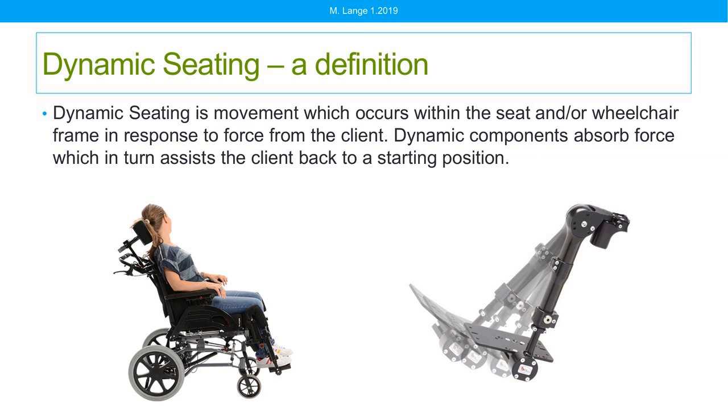So what is dynamic seating? Well, dynamic seating is movement that occurs within the seat and or the wheelchair frame in response to force from the client. The dynamic components, a spring or an elastomer, will absorb the force, and that in turn assists the client back to their starting position. We'll see some videos of this here in just a little bit.